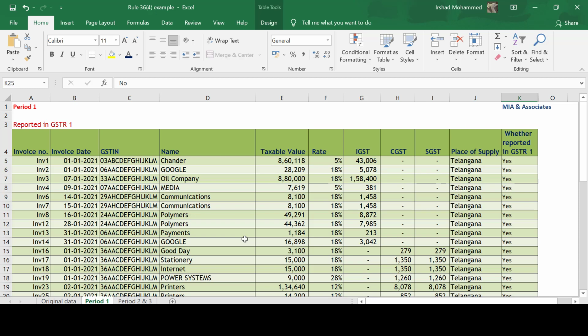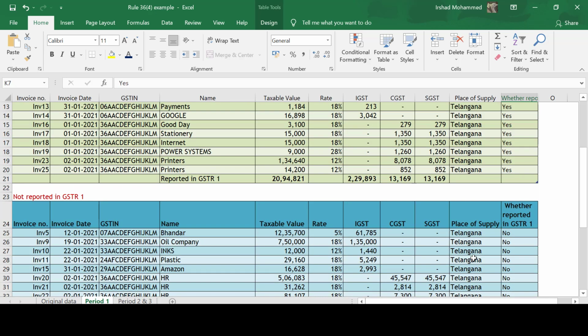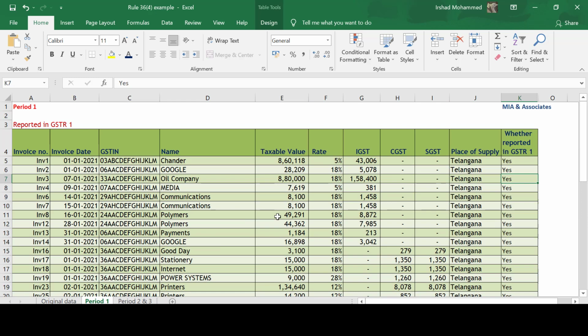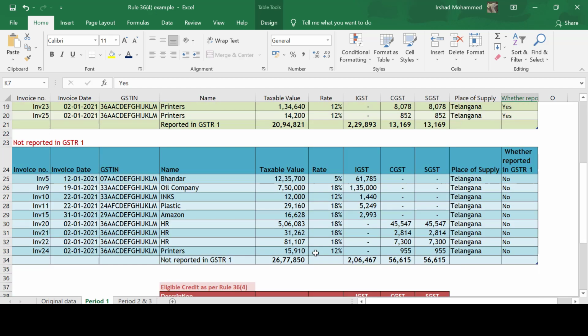So based on this, we can arrive at these two tables. One is what is reported and what is not reported, and it has to be done as a separate exercise, and this can be done only by exporting the purchase register from your accounting system and comparing the entries in GSTR 2A and 2B and arriving at the data of invoices which are reported and non-reported.